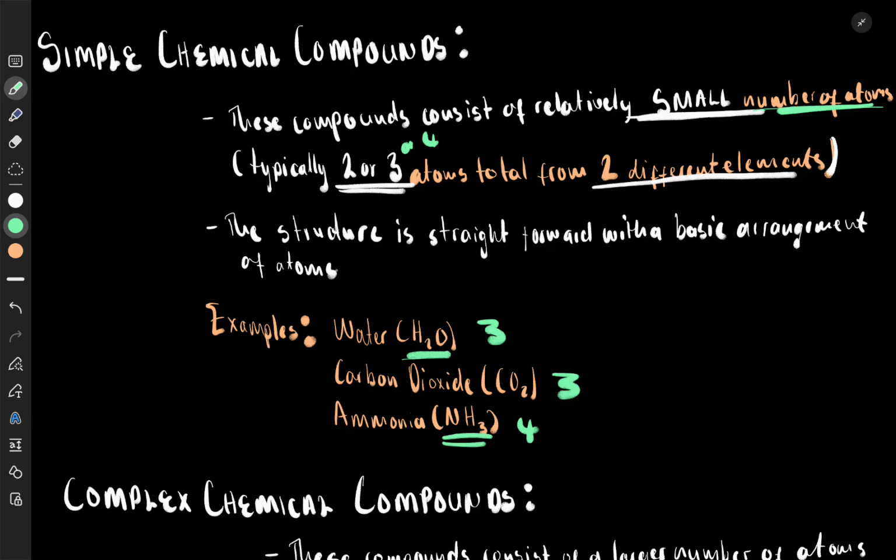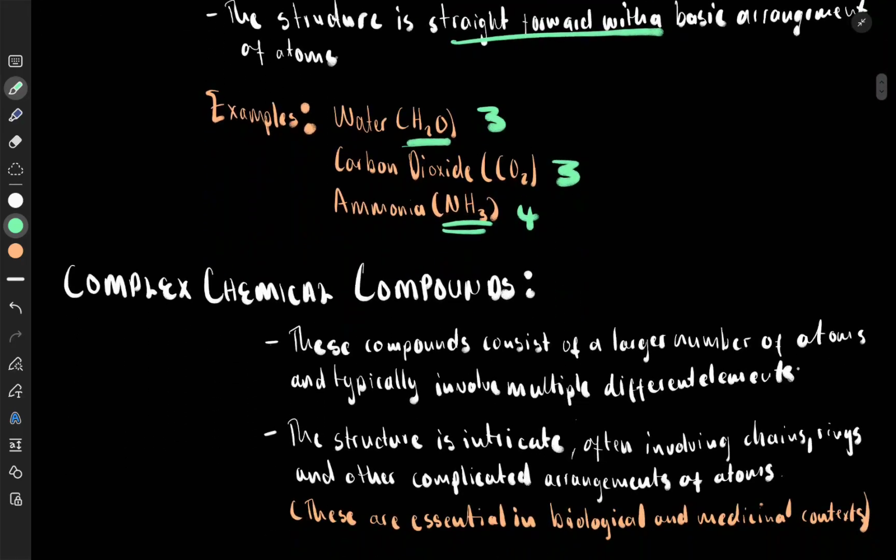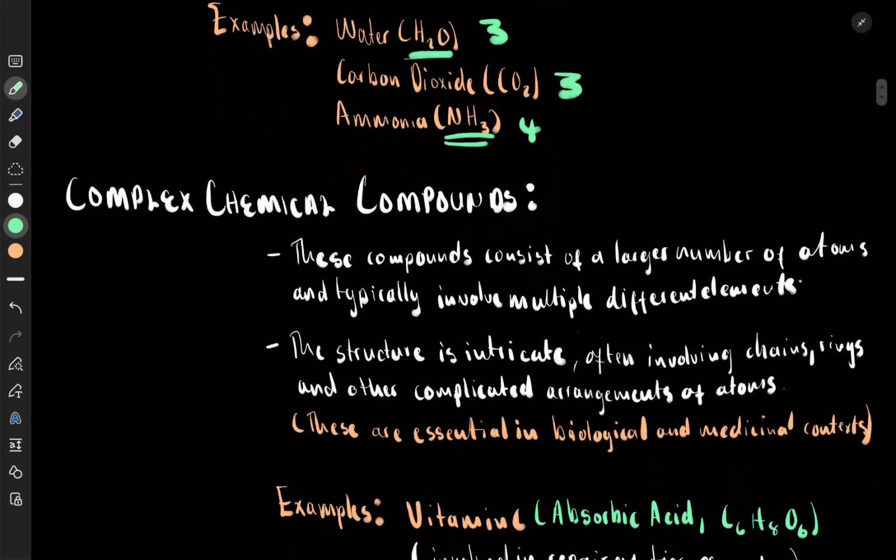So anyway, simple compounds have a small number of atoms, about 2 or 3, okay? And they'll have a straightforward, basic arrangement of atoms, right? That'll be just your simple chemical compounds. Nothing complicated. It is when you have a few atoms and a straightforward, basic arrangement. Now we look at the other type, because we're separating compounds into simple and complex, right? That is one way of separating.